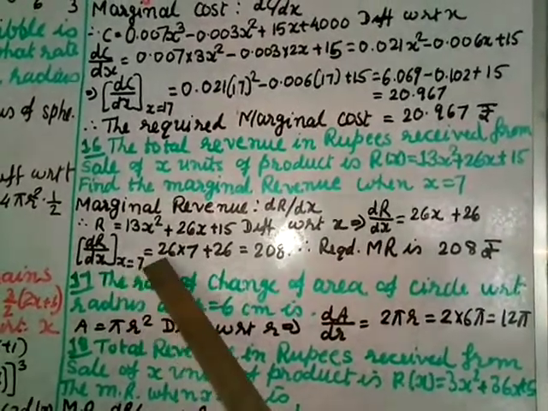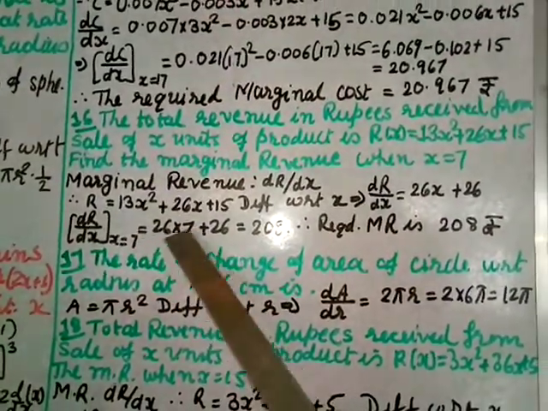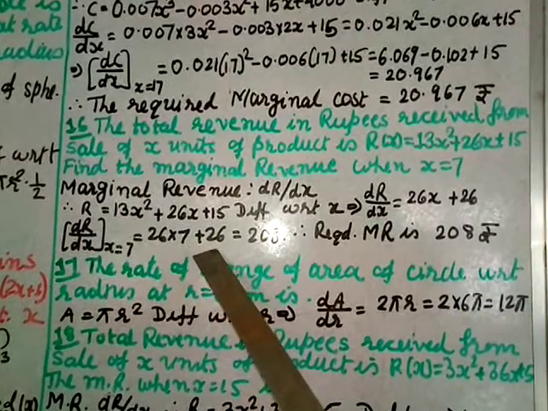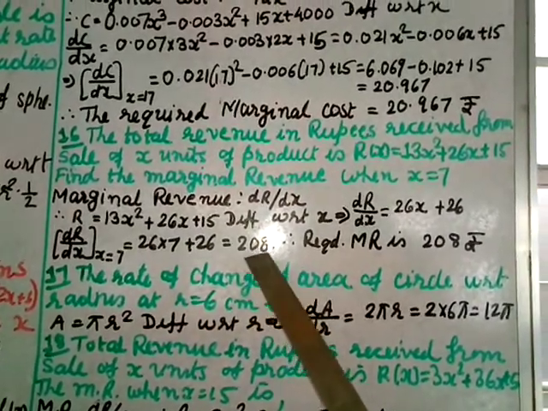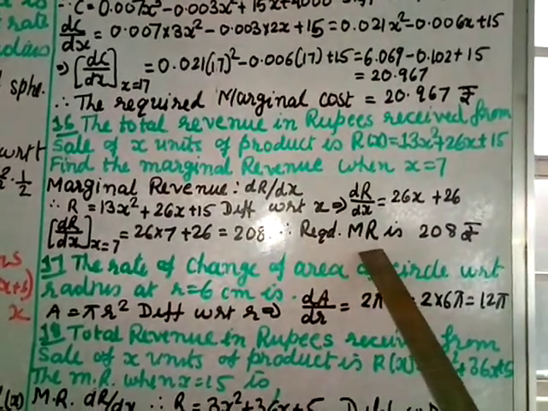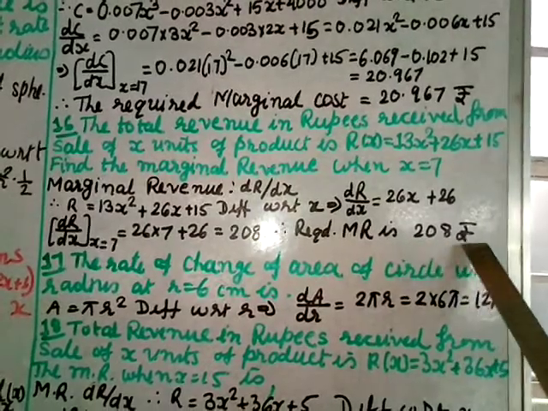They have asked when x is equal to 7, so put the value of x as 7: 26 into 7 plus 26 equals 208. Therefore, the required marginal revenue is 208 rupees.